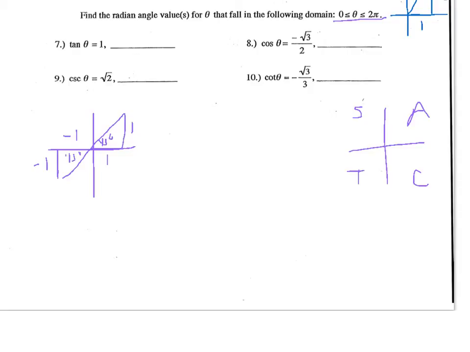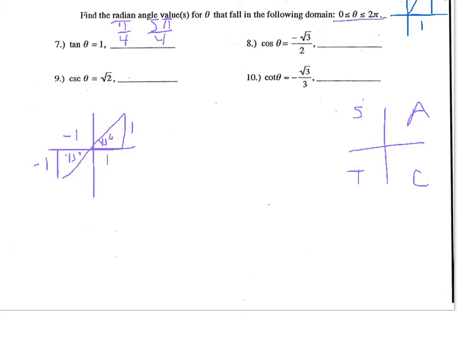But we want our answers in radians. So our first radian will be pi over 4. And our second radian, since it's in the third quadrant past pi, is going to be 5 pi over 4.